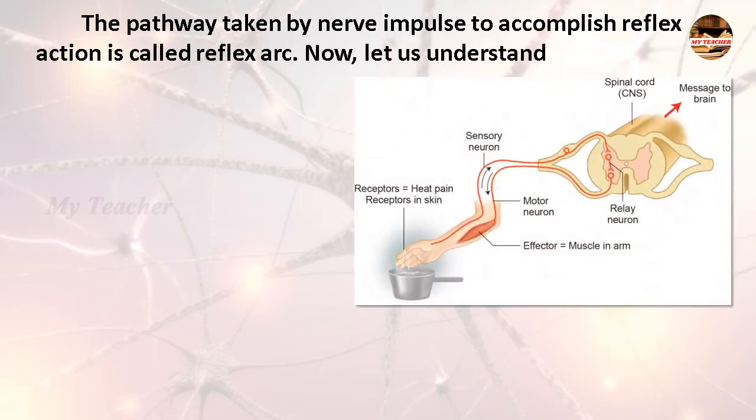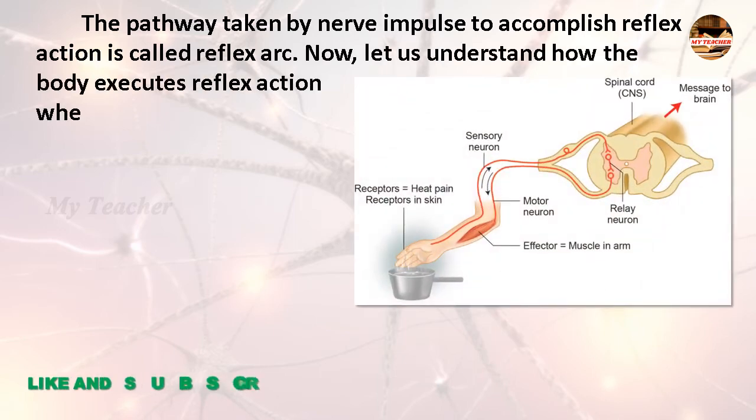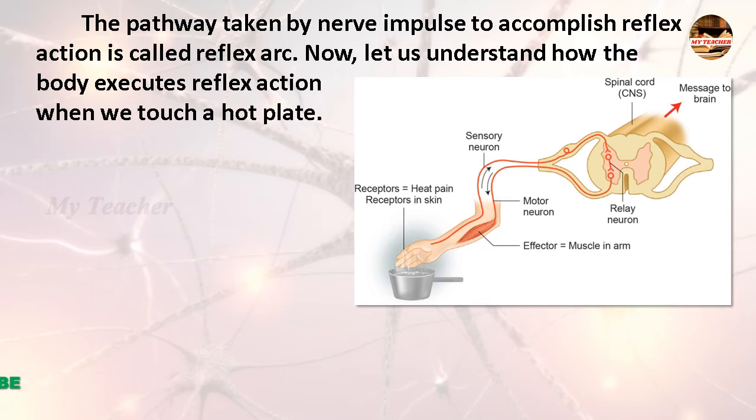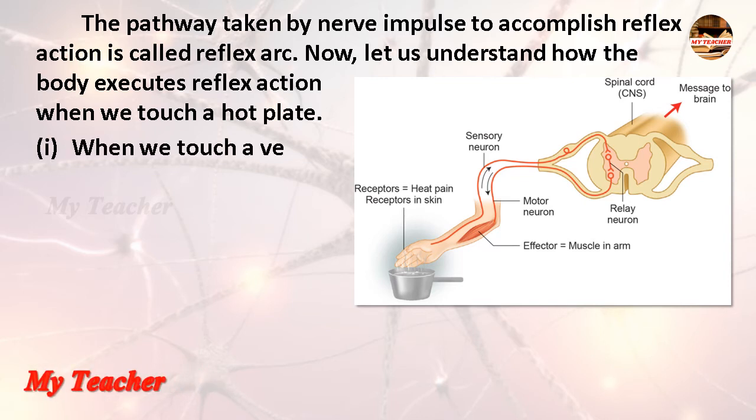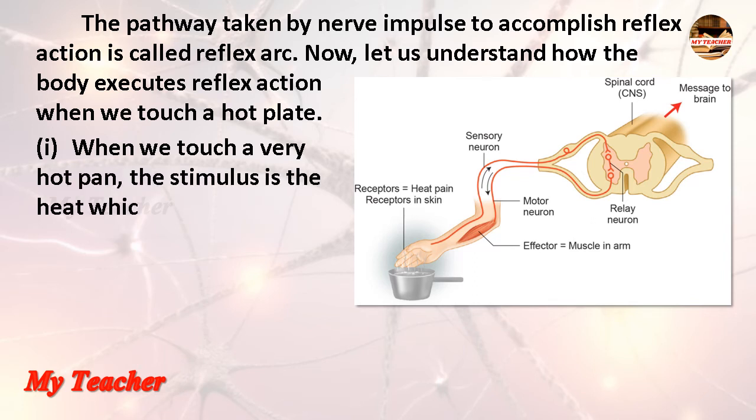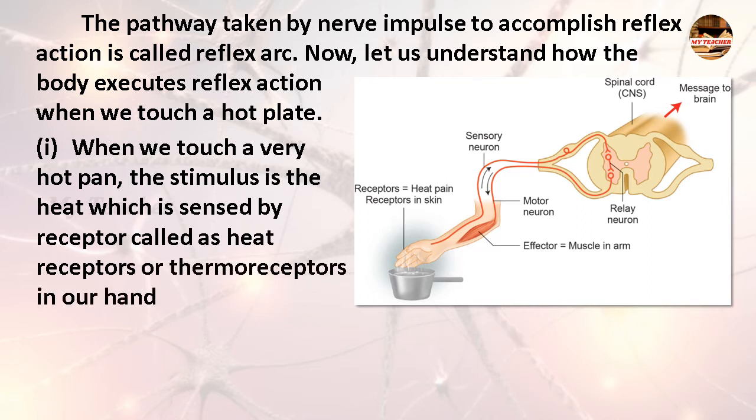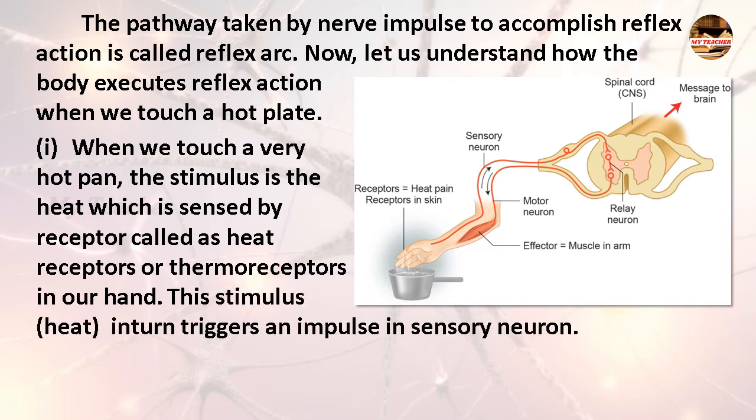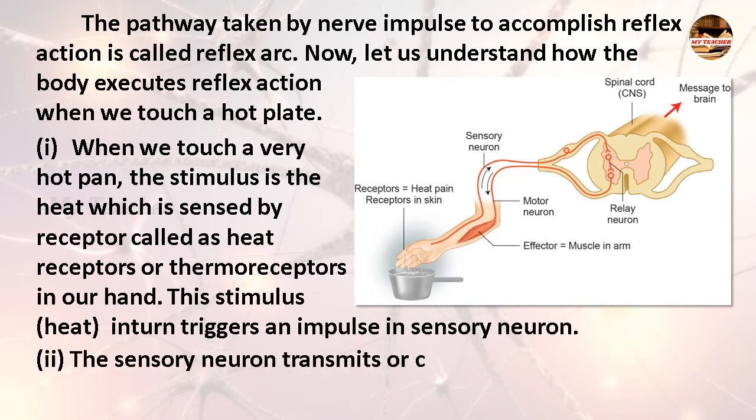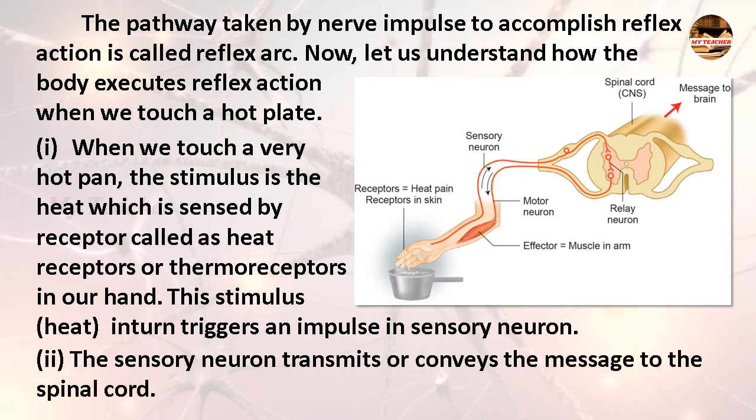Now let us understand how the body executes reflex action when we touch a hot plate. Unknowingly you are removing your hand from a hot object. How is it occurring? When we touch a very hot pan, the stimulus is heat, which is sensed by receptors called heat receptors or thermoreceptors in our hand. This stimulus, that is heat, in turn triggers an impulse in sensory neuron. The sensory neuron transmits or conveys the message to the spinal cord.